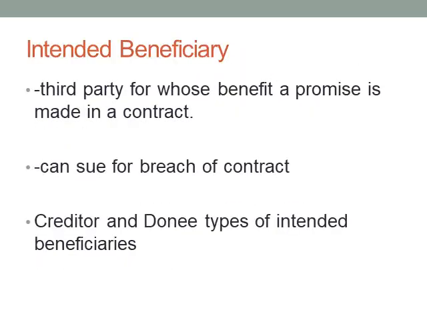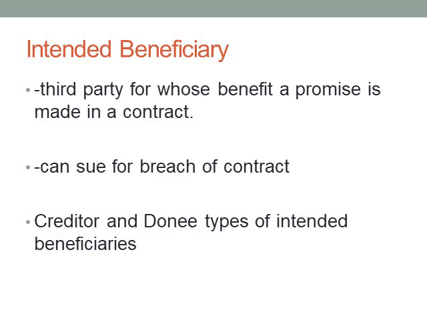So our intended beneficiary is a third party for whose benefit a promise is made in a contract. And these folks have rights. They can sue for breach of contract, basically, in the end. We have two types of intended beneficiaries. We have creditor and donee types. A creditor beneficiary benefits from a contract in which one party, our promisor, promises another party, a promisee, to pay the debt of the promisee owed to a third party.